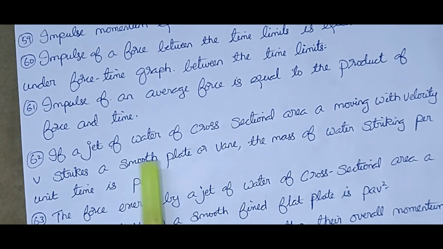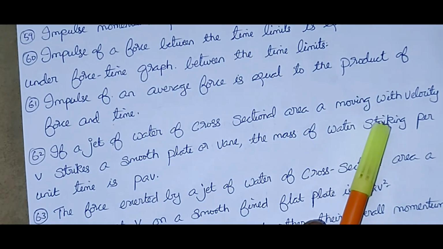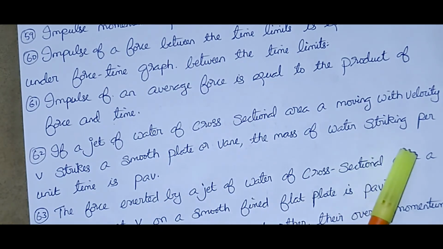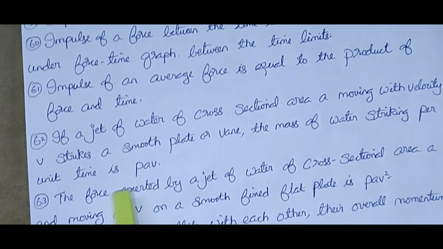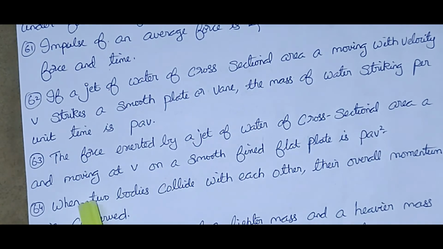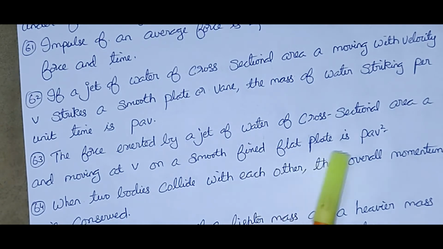If a jet of water of cross-sectional area A moving with velocity v strikes a smooth plate or vane, the mass of water striking per unit time is rho A v. The force exerted by a jet of water of cross-sectional area A moving at velocity v on a smooth fixed flat plate is rho A v square.